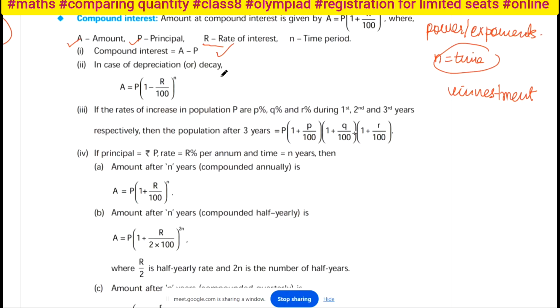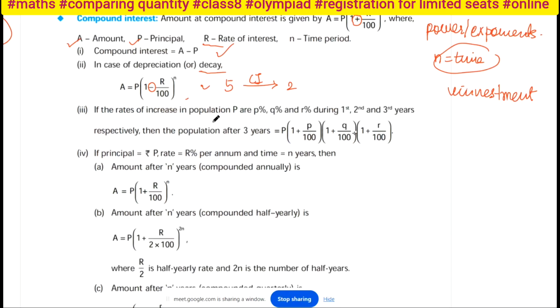In case of appreciation or decay, suppose I have invested 5 rupees and after applying compound interest I am getting 2 rupees. My amount has decreased. So in that case my formula will be converted to 1 minus, beta, rather than 1 plus. I always use 1 plus, but if my amount is getting decreased, I will use 1 minus. That's why it is called depreciation or decay.